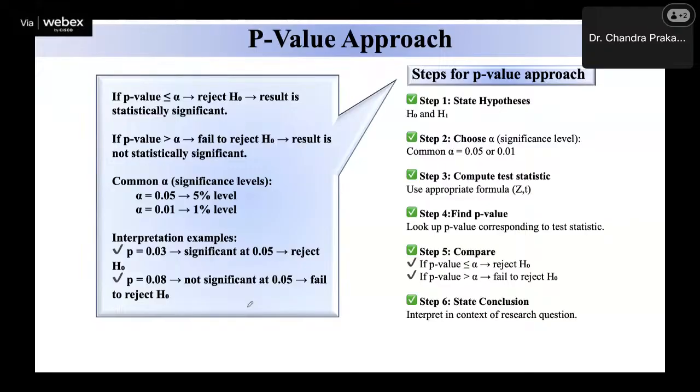Step 6, state the conclusion, that is, interpret in the context of the research question. So if the p-value is less than or equal to alpha, we reject H0. If the p-value is greater than alpha, then we fail to reject H0. It means we have to accept it. And the common significance levels are the same as this.